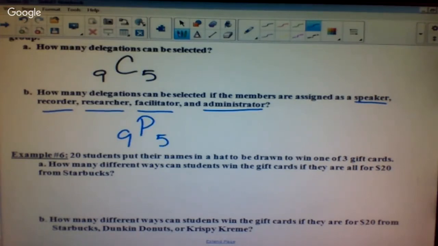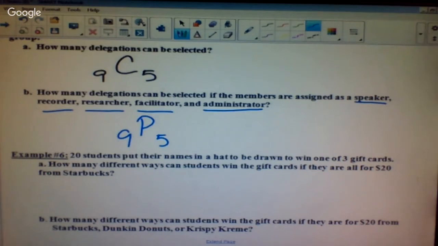In the first one, they were just being thrown on a committee. Okay, that's like being on student council. Everybody's the same on student council except for the president and the vice president of student council. Everybody in the House of Representatives is the same. So that would be a combination.